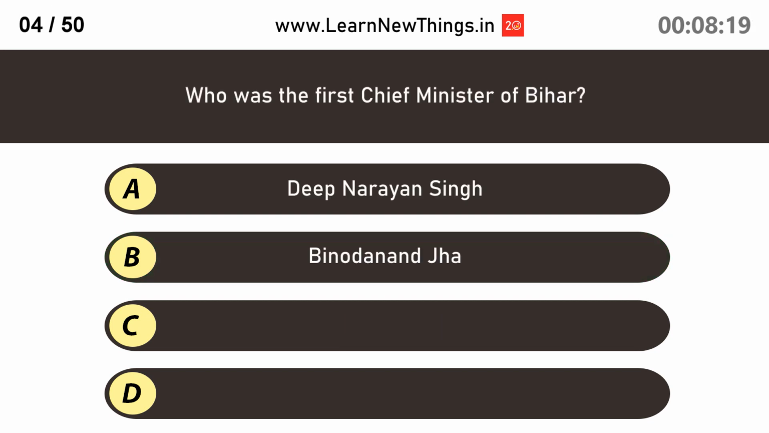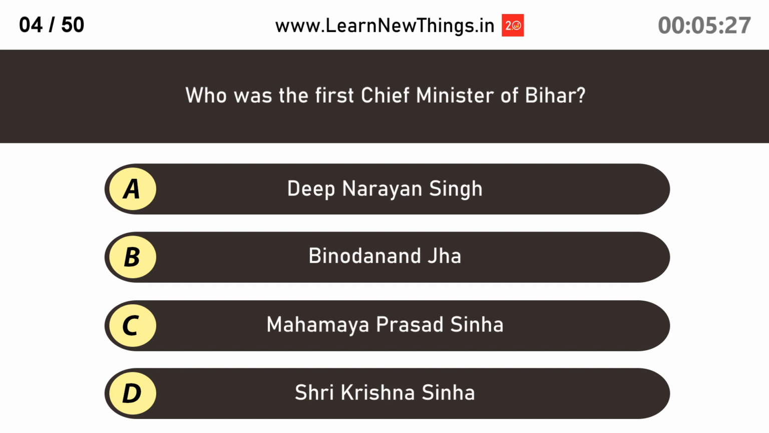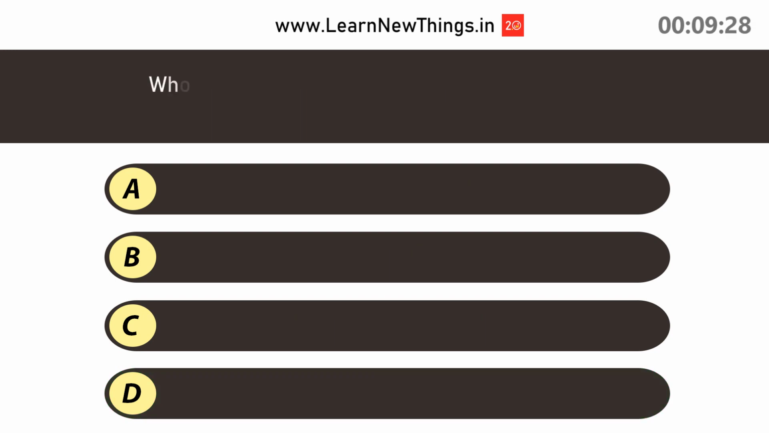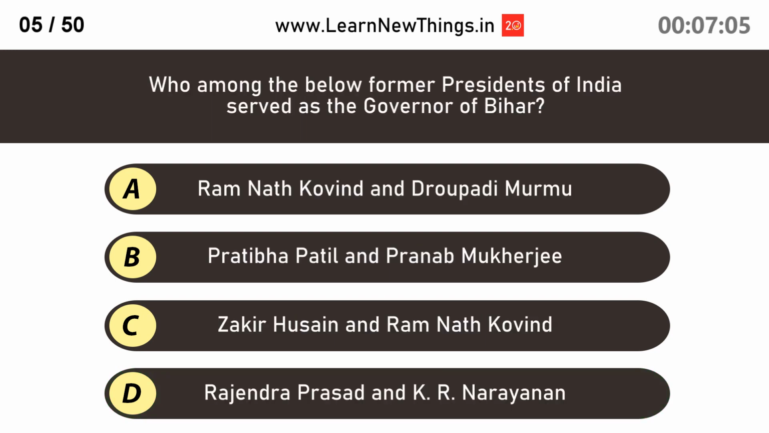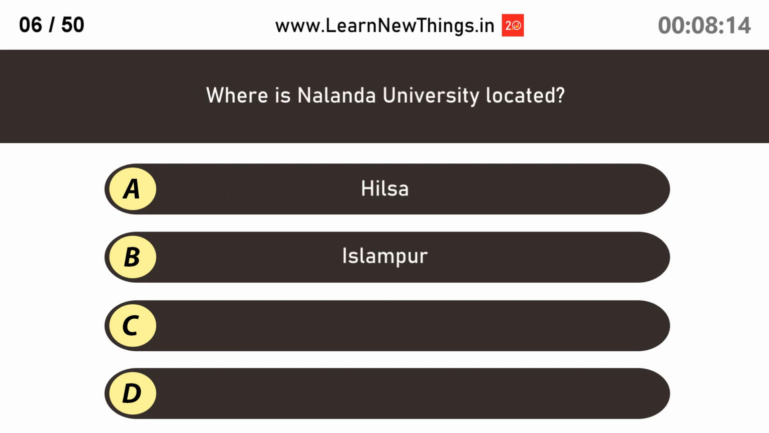Who was the first Chief Minister of Bihar? Shri Krishna Sinha. Who among the below former presidents of India served as the Governor of Bihar? Zakir Hussain and Ramnath Kovind. Where is Nalanda University located? Rajgir.